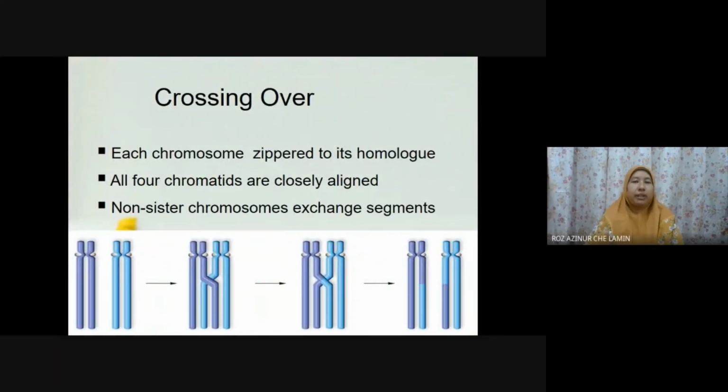Crossing over is an event that happens during prophase 1 in meiosis 1. Each chromosome zips to its homologous chromosome, and all 4 chromatids are closely aligned, and non-sister chromatids exchange segments. Here, this is a pair of homologous chromosomes. Different chromatids cross-link to each other and exchange segments. So now we have new segments on the chromosome.